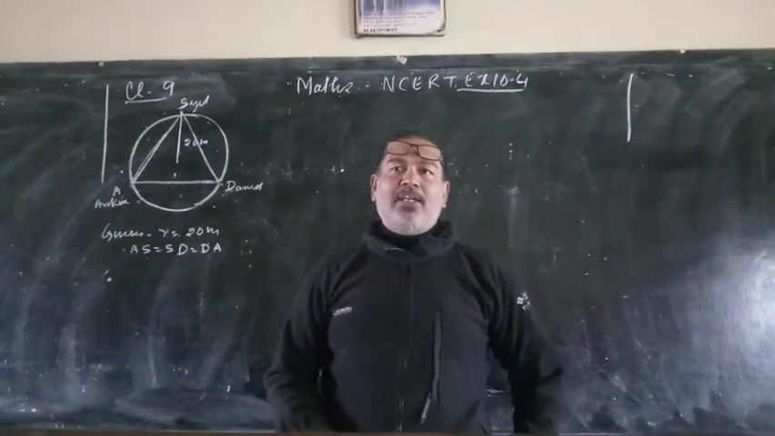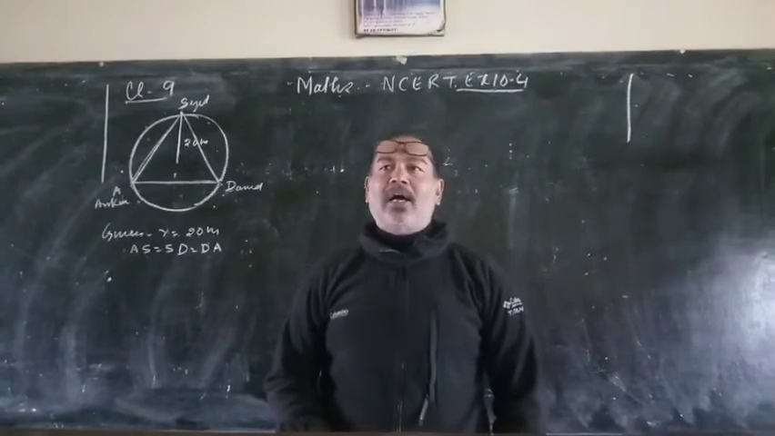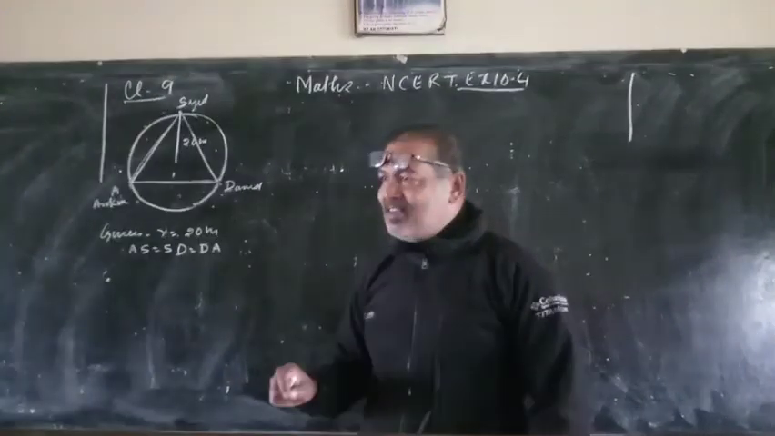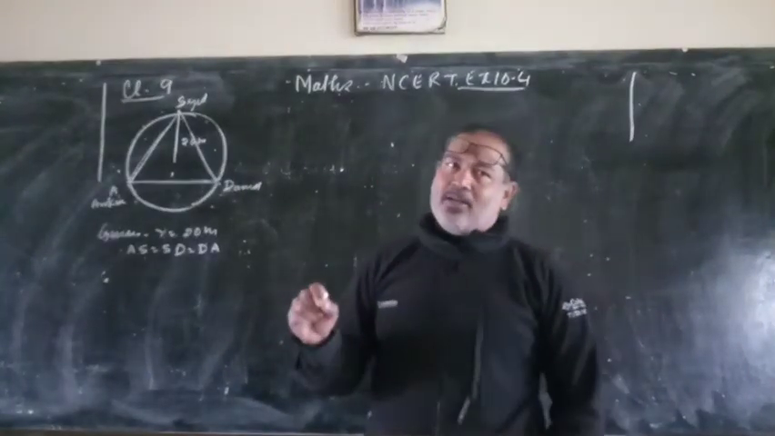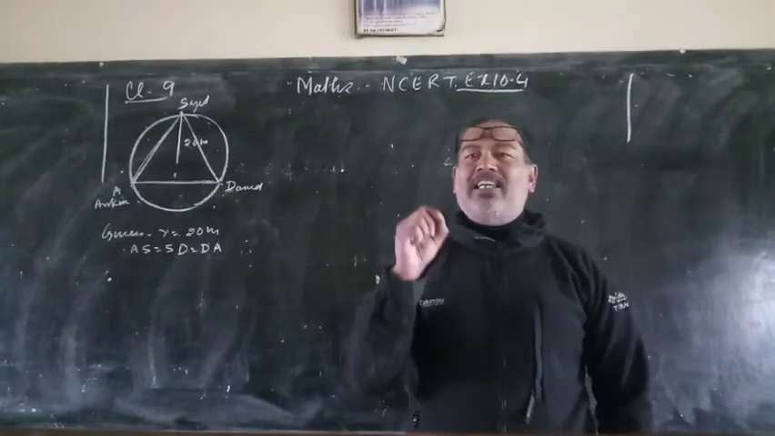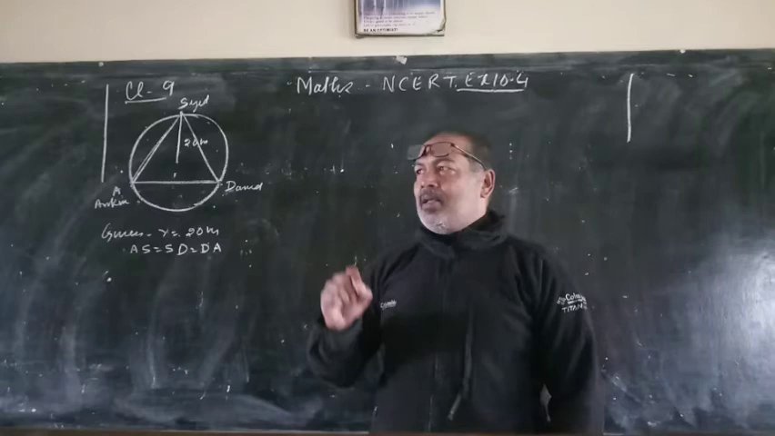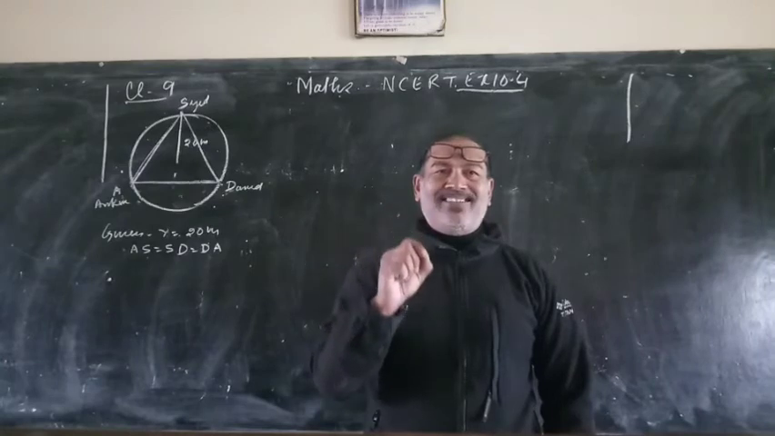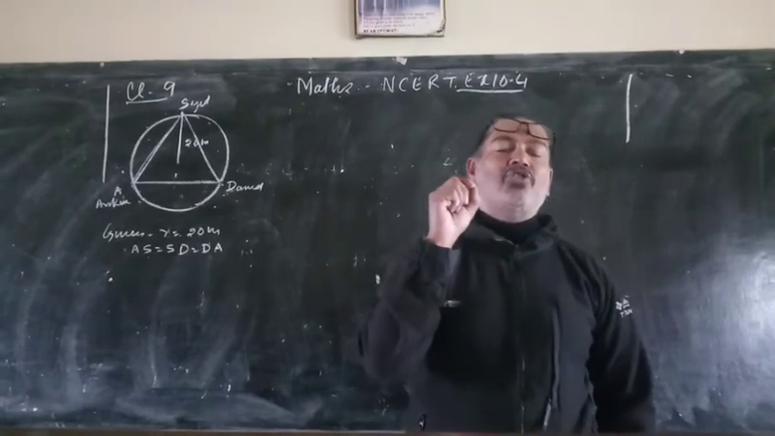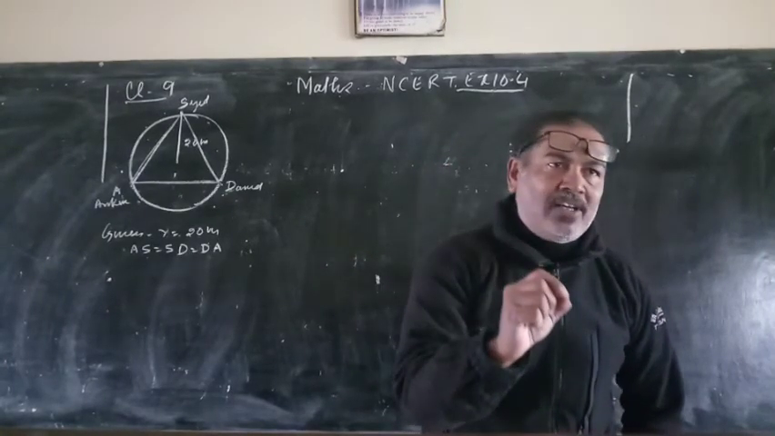Because the circle that is drawn is a circumcircle around an equilateral triangle. So you have to learn this one and keep it in your mind that the center of the circumscribed circle around an equilateral triangle is the centroid of the triangle.